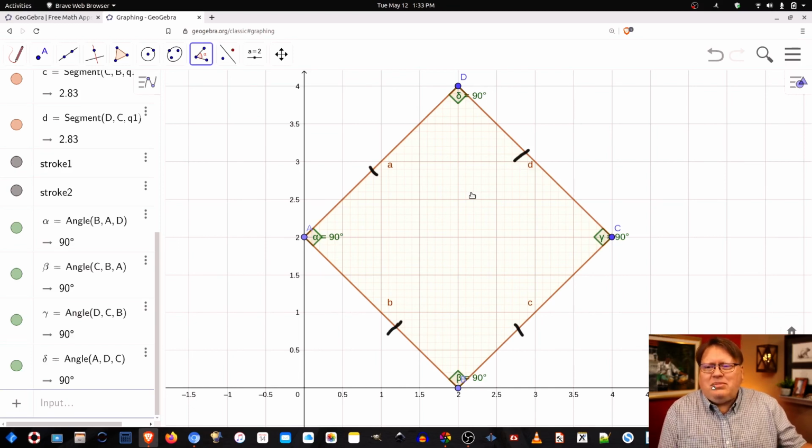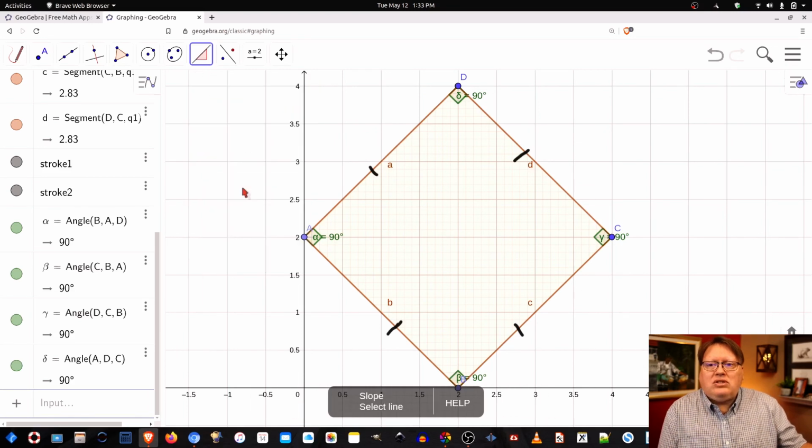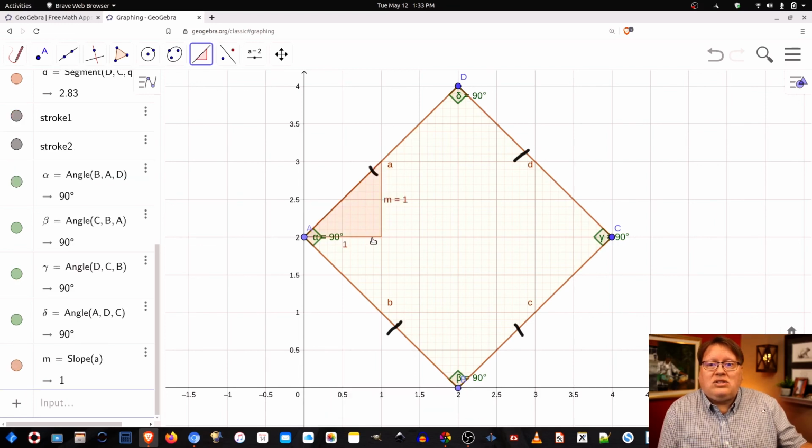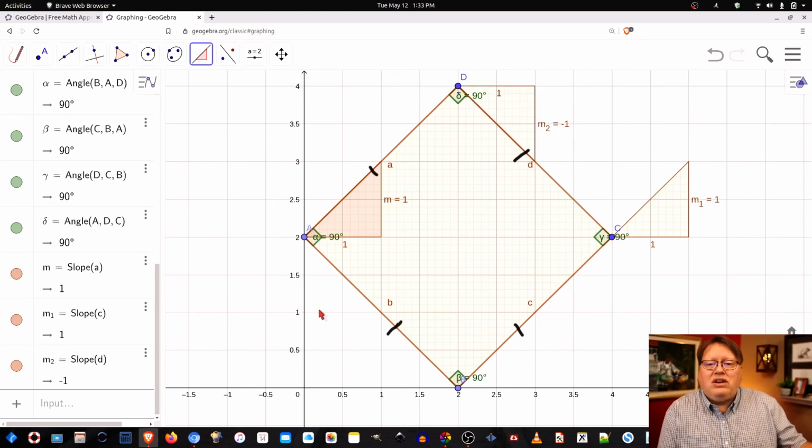And the last thing I'm going to check is my slope on each of the sides. I should have opposite sides parallel. So we're going to come over here and look at slope. And all you do is click on the side. So I'm going to click on side A. That's a slope of 1. And it tells you right there m is equal to 1. I'm going to click on side C. That's m equal to 1 also. I'm going to click on side D. That's the slope of -1.